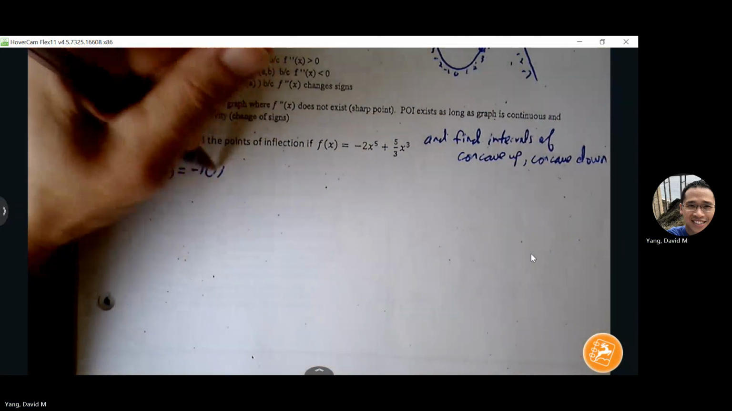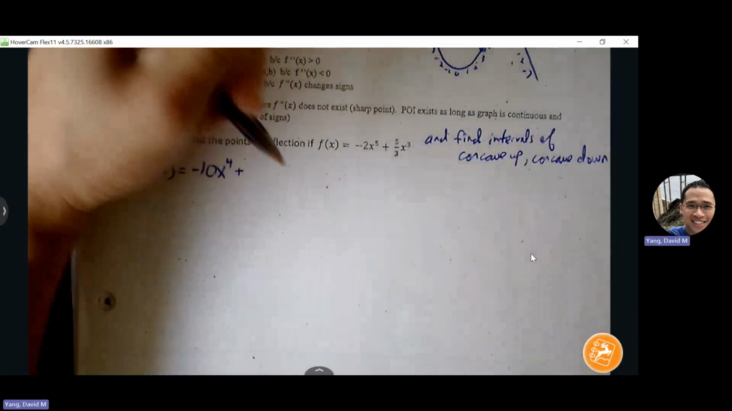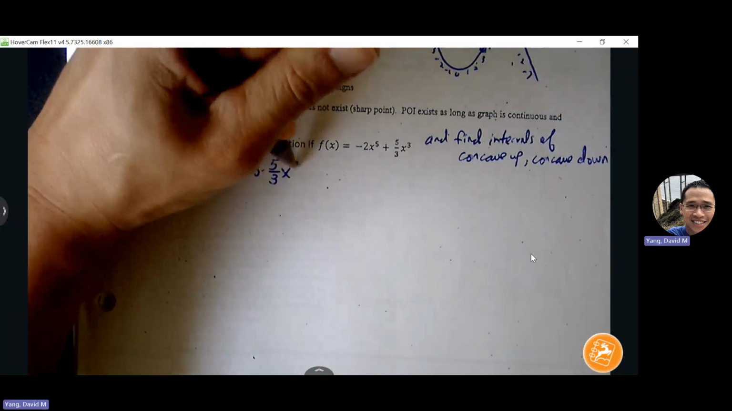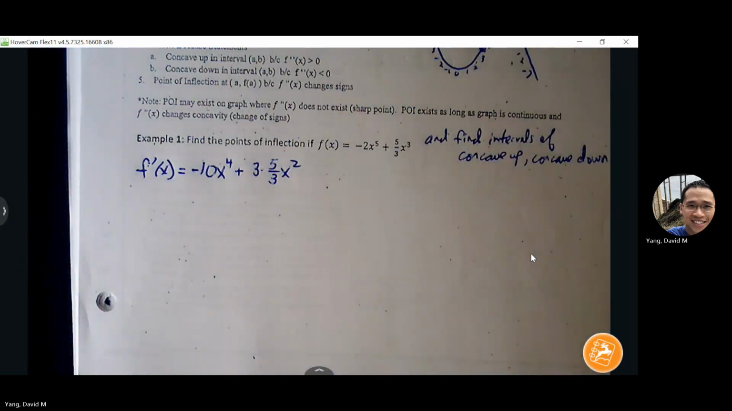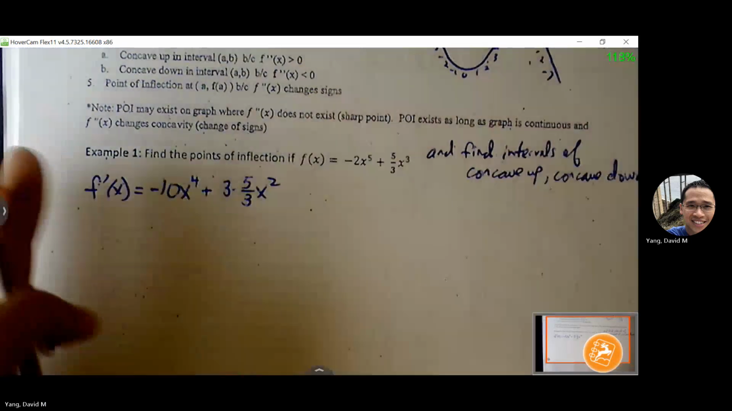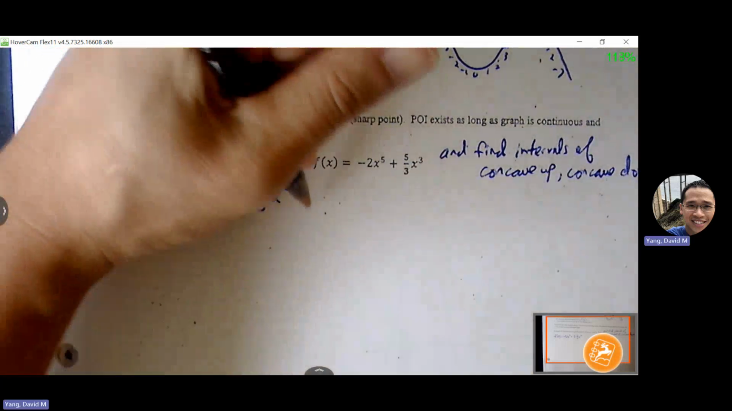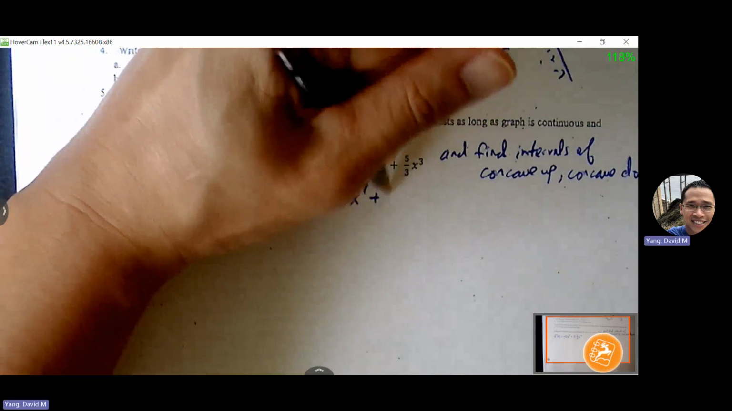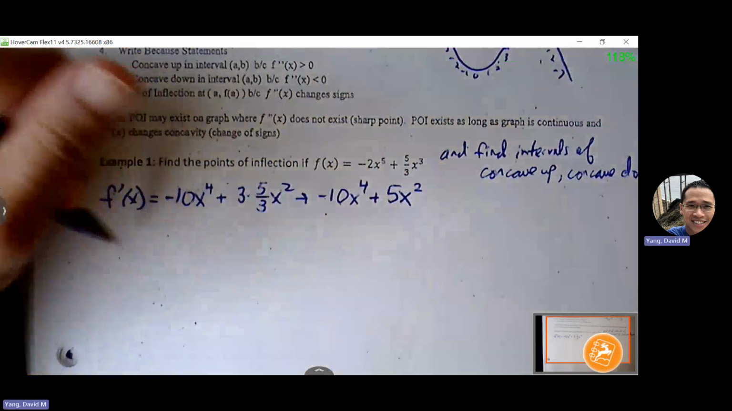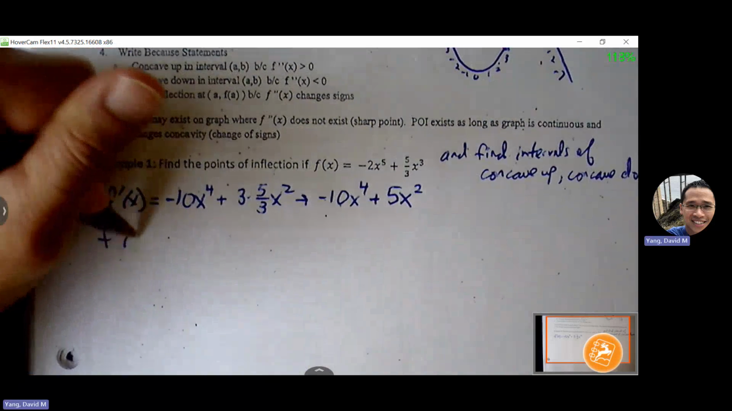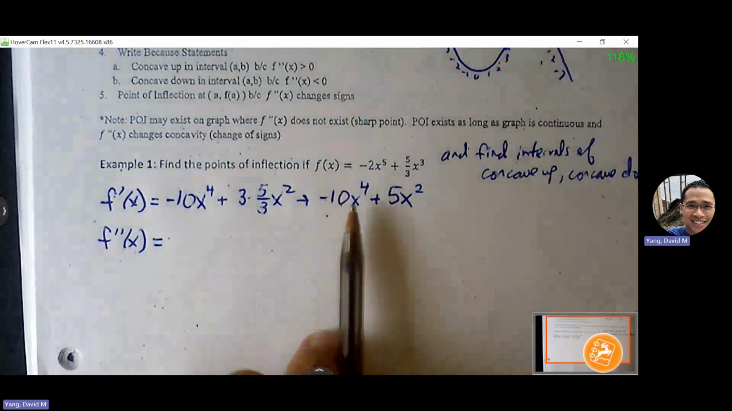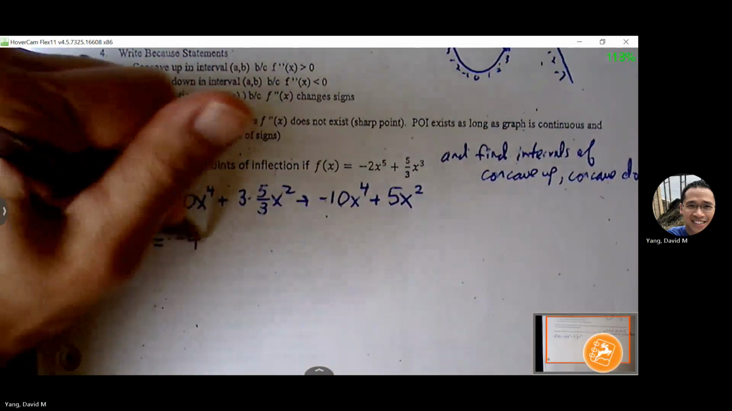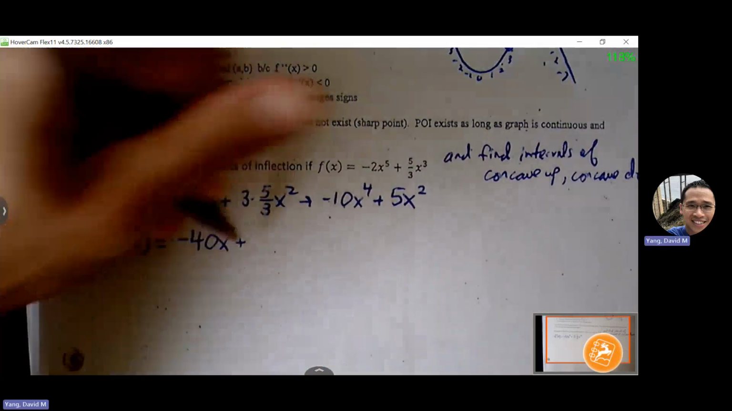All right, what's the first derivative here? -10x plus it's 5x squared, right? All right, we can do some cleanup here. This becomes -10x to the 4th plus 5x squared. Okay, we're halfway there. We got to keep going to our destination, f double prime. Second derivative is -40x to the third plus 10x.